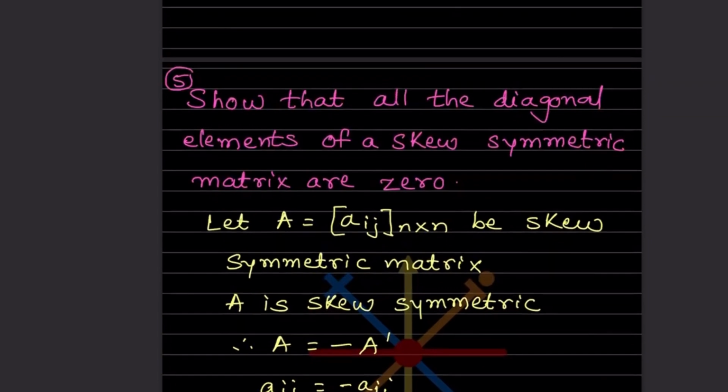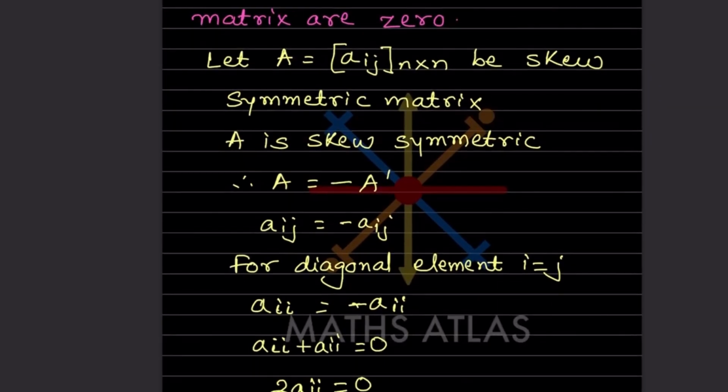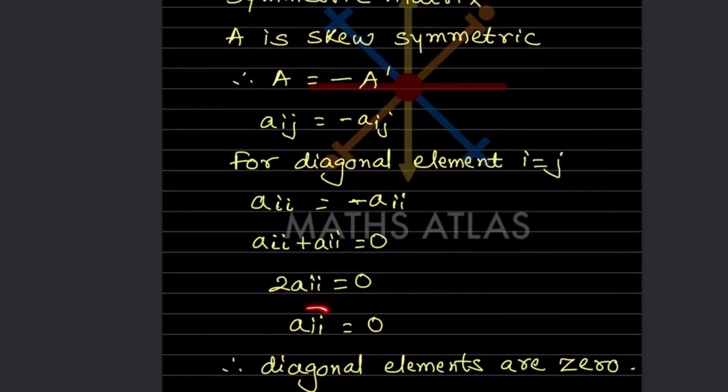So now you want aii. If this goes on the other side, this will be 0. So aii is 0. So therefore we can say diagonal elements are 0.